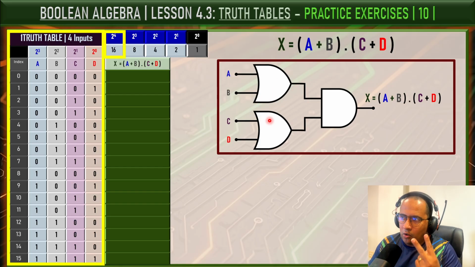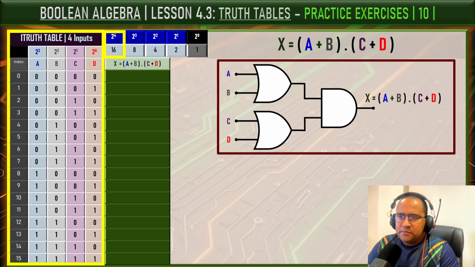We have two OR gates. The first OR gate receives inputs A and B, and the second OR gate receives the inputs C and D. We also know an important property of the OR operation. An OR gate produces an output 0 only when all inputs are equal to 0. Okay? This observation immediately reveals an important pattern.